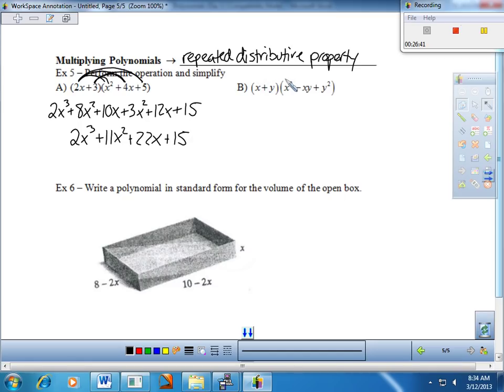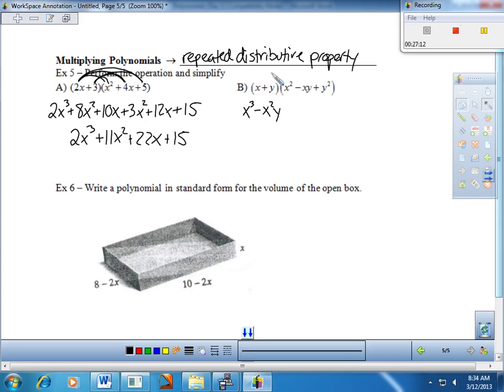So I'm going to go ahead and distribute the x in 1, 2, 3 times. Let's do that first. X times x squared is x cubed. X times negative xy would be minus x squared y. X times x, of course, gives us the x squared.